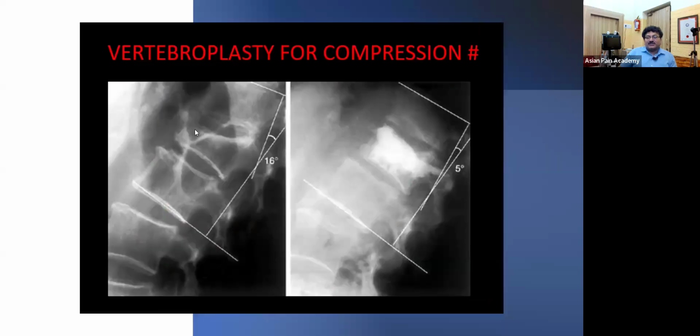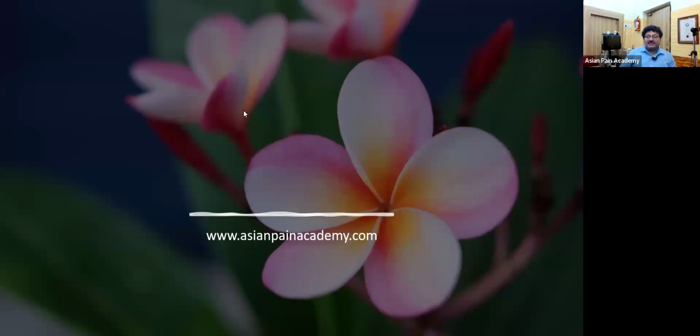Vertebroplasty is also an advanced step. Here, a trocar, mainly the vertebroplasty needle, is put inside the affected vertebral body and then bone cement is injected so that the pain can be relieved. So these are the few things I discussed.